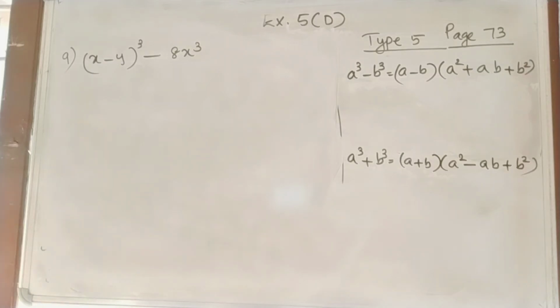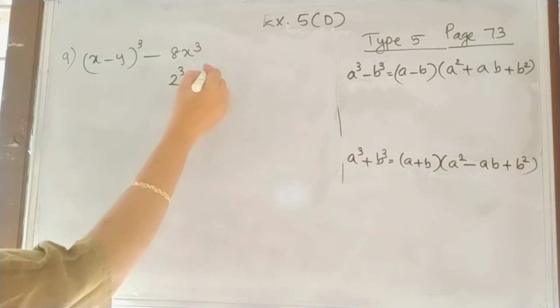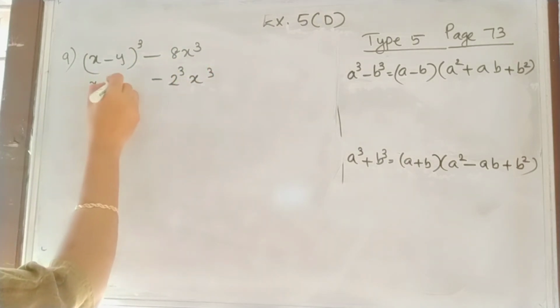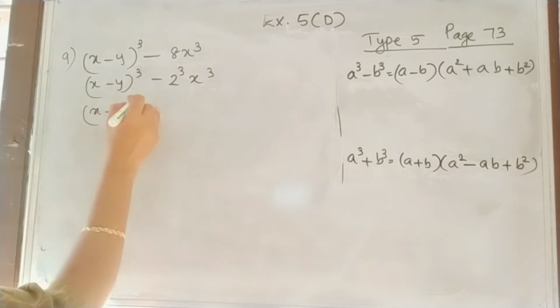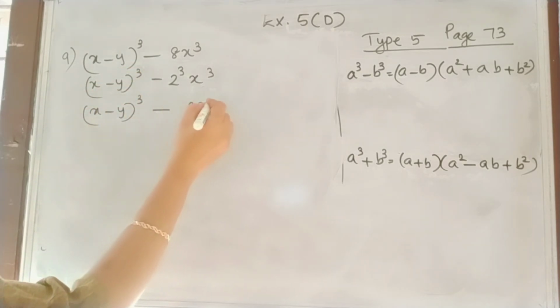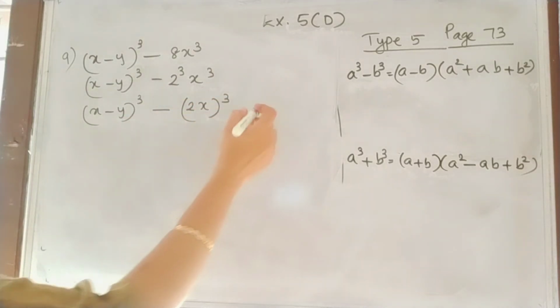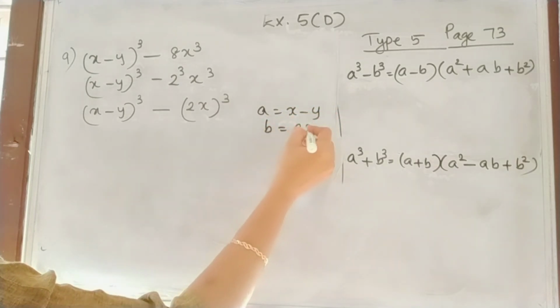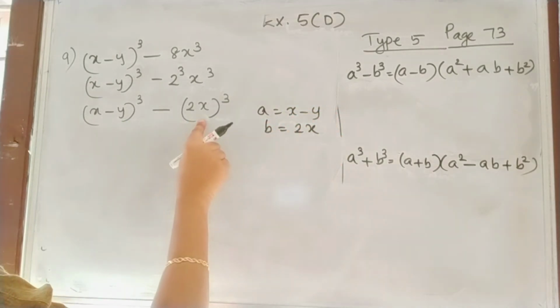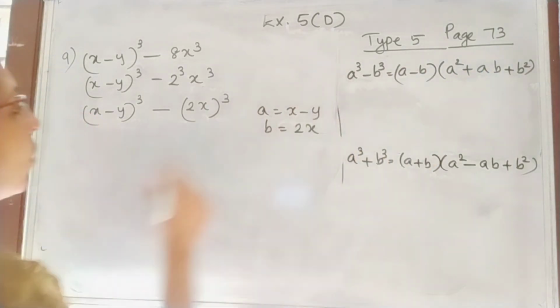Ninth question, x minus y whole cube minus 8x cube. So 8 can be written as 2 cube, 2 cube x cube. Here, x minus y the whole cube minus 2x the whole cube. This is in the form of a cube minus b cube. Here a is equal to x minus y and b is equal to 2x. So a cube minus b cube is a minus b into a square plus ab plus b square.